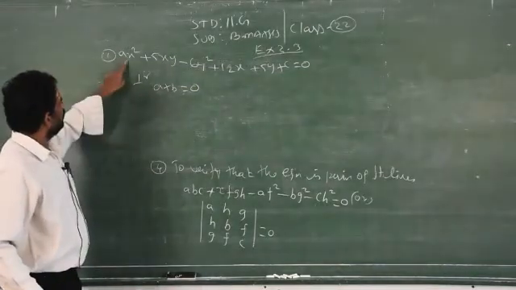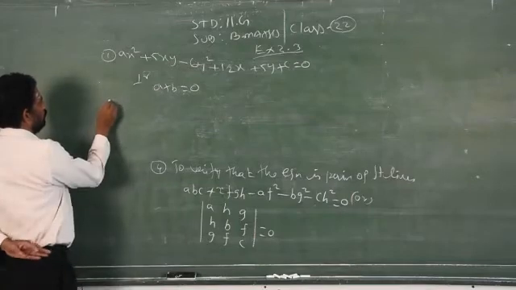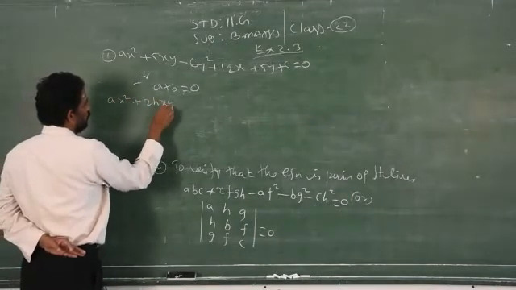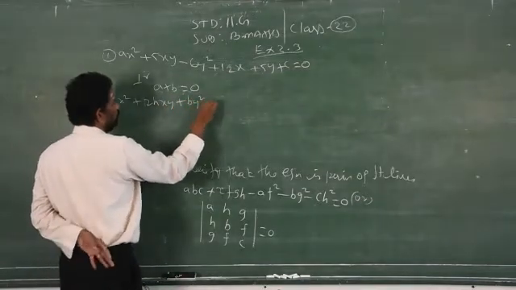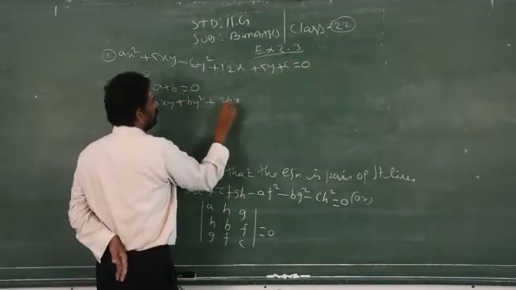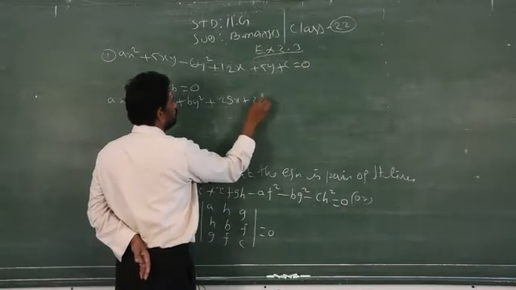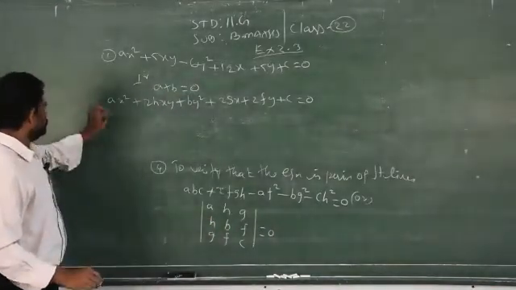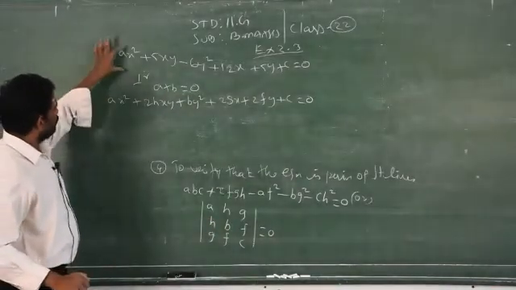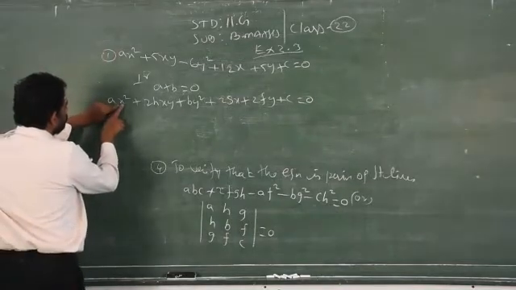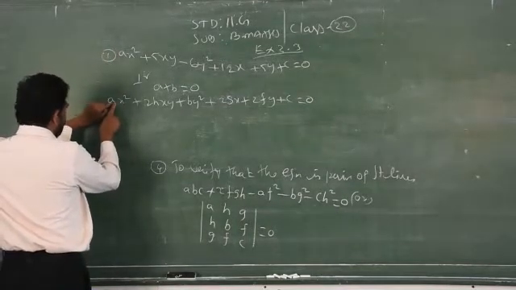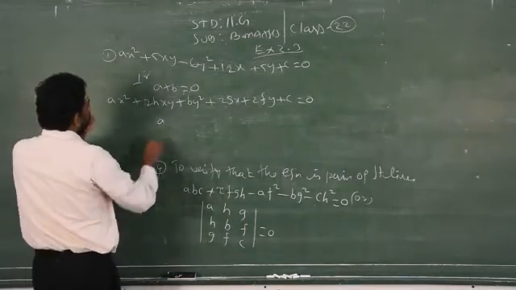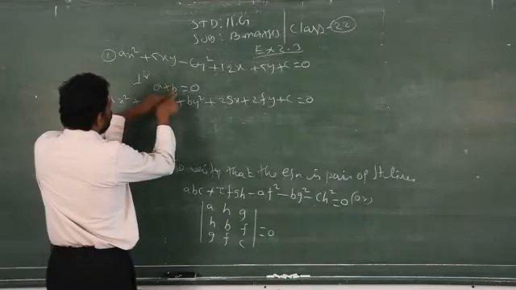What is the coefficient of x square? This is the general formula: ax square plus 2hxy plus by square plus 2gx plus 2fy plus c. So you just have to compare the given equation with the general formula. The coefficient of x square in the general formula is a. What about here? There also it is a. Then I need b.